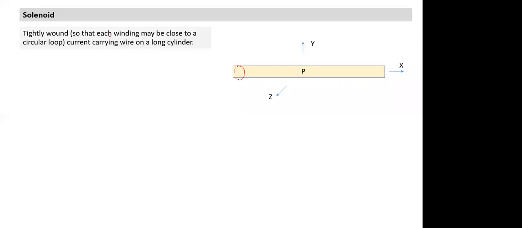So if it is tightly wound, the end point of the loop is also close to the starting point. The distance between them is small. Each winding can be treated as a circle, and all will have a circle with an axis along the cylinder on which it is wound. So tightly wound, I can treat them as circles with axis along the axis of the cylinder. That's what tightly wound implies.